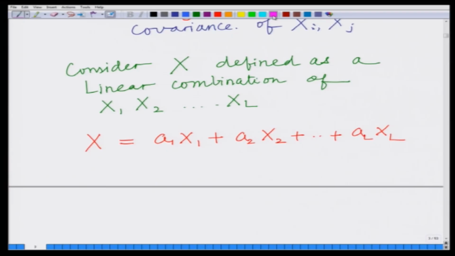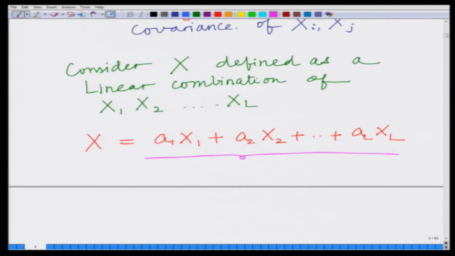How are we combining them? We are generating a new random variable x as x is equal to a1 times x1 plus a2 times x2 so on up to al times xl, where a1, a2, al are the weighting coefficients, and since we are combining them linearly, this is known as a linear combination. So, this is a linear combination of L Gaussian RV.